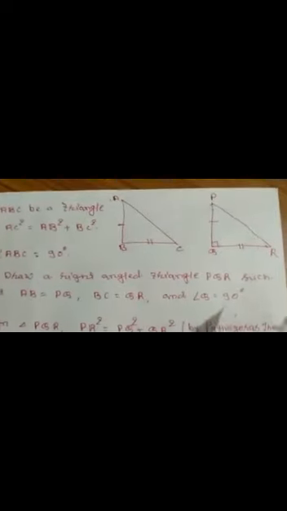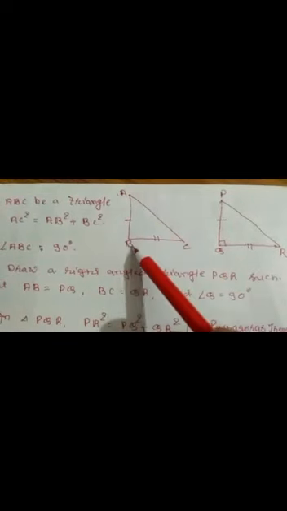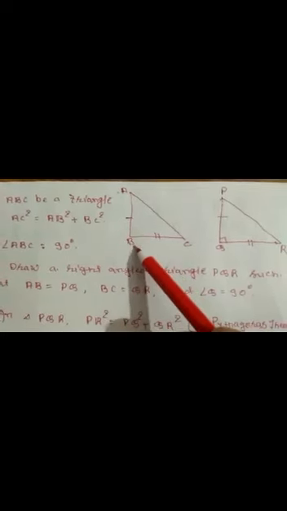Let's see the figure first. First we understand the theorem with the help of the figure. Let ABC be a triangle in which it is given that AC² equals AB² plus BC². So AC is the longest side of this triangle. Now we need to prove that the angle opposite to the longest side, that is angle B, will be 90 degrees. This is to prove.